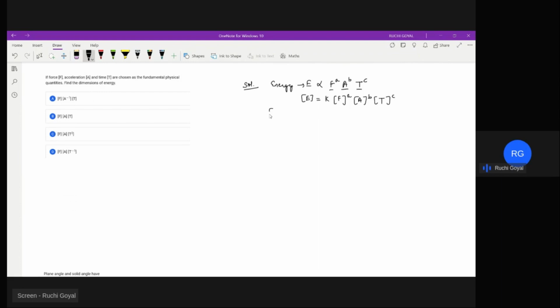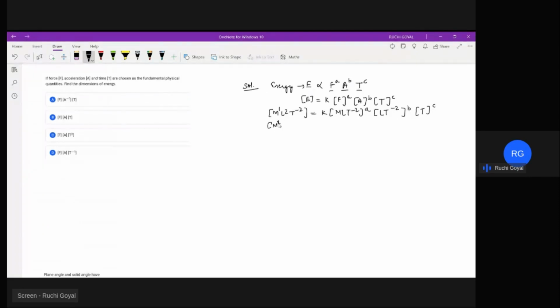So what is the dimension formula of energy? ML^2T^-2. Right? What is the dimension formula of F? MLT^-2 raised to power a. This is acceleration. Acceleration is LT^-2 raised to power b. And this is time, T raised to power c. Okay, so the left hand side will be the same, ML^2T^-2. Right? What can we write?